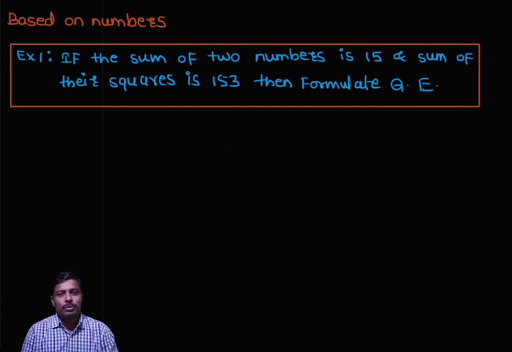Now what should I do? What is my brain thinking? My brain is thinking that whatever the numbers are, I don't know, but the characteristic of those numbers is that their sum is 15. That's why I am considering those numbers to be x and y. Now the next sentence is, the sum of their squares is 153.